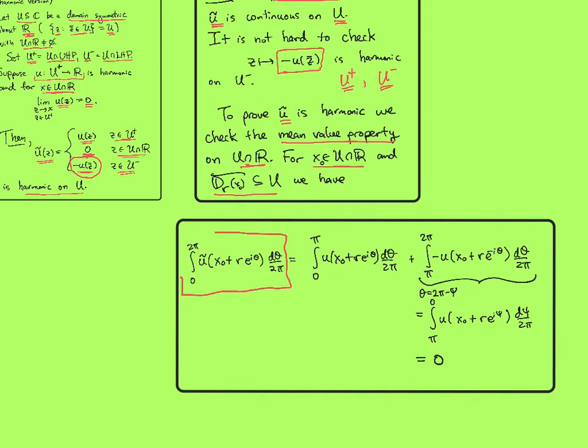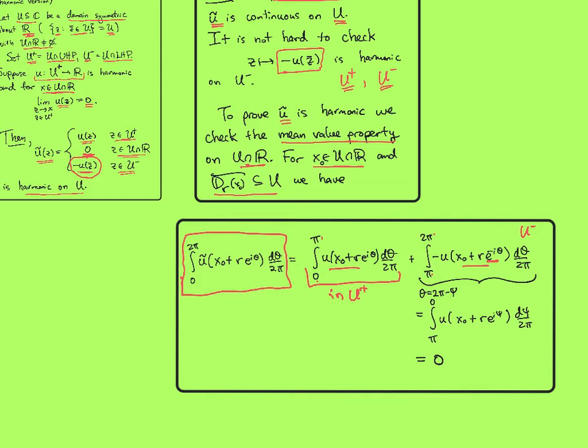So here's an integral of U tilde along a circle centered at x naught. And I'll break it up into the portion in U plus and the portion in U minus, and we have explicit formulas for those portions. So it's just equal to U here, but then here I have negative U of z conjugate is the expression here. And so I'm going 0 to pi here, pi to 2 pi here. And I'll do just a change of variables with this piece.